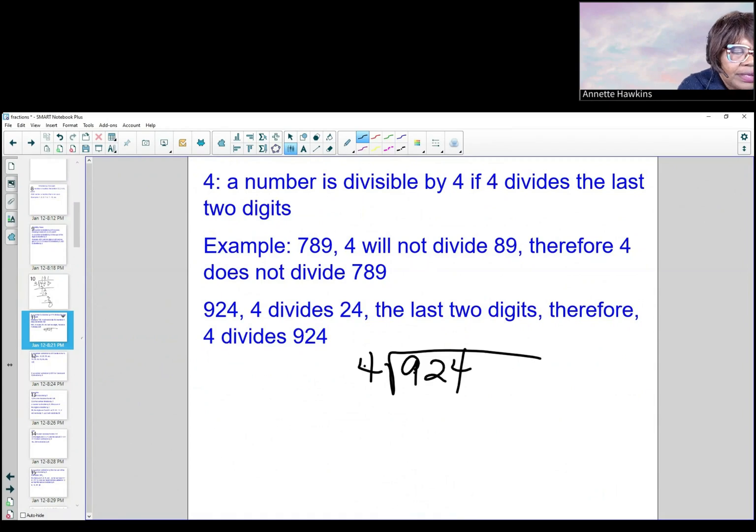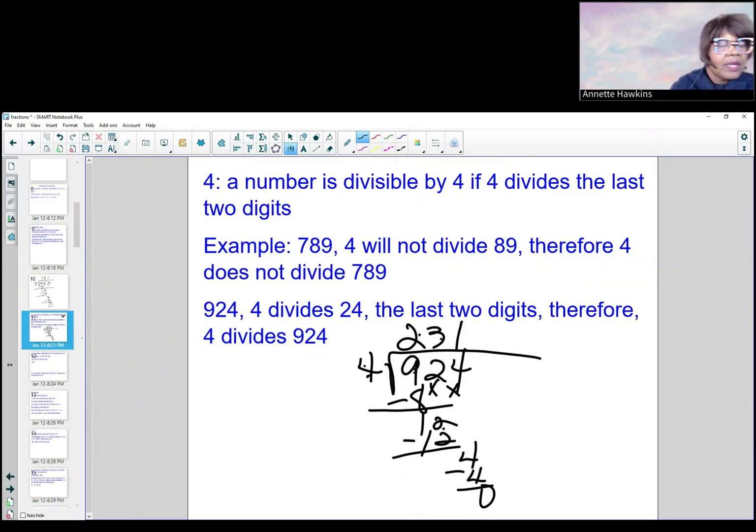So 4 going into 9, 2 times, 4 times 2 is 8. Subtract, 1, bring down my 2. 4 divides 12 3 times, 4 times 3 is 12. Subtract, bring down my 4. 4 divides 4 one time, 4 and 0. So this is a very good shortcut because we can immediately see 4 dividing 24.